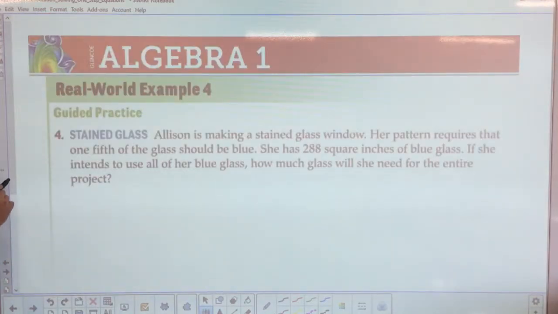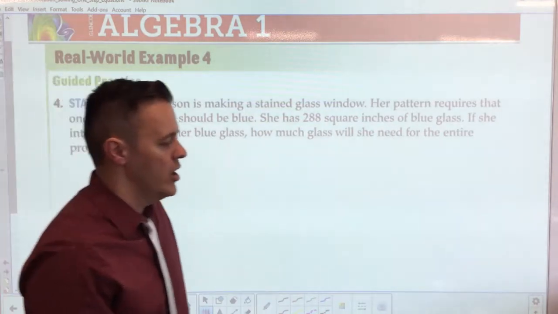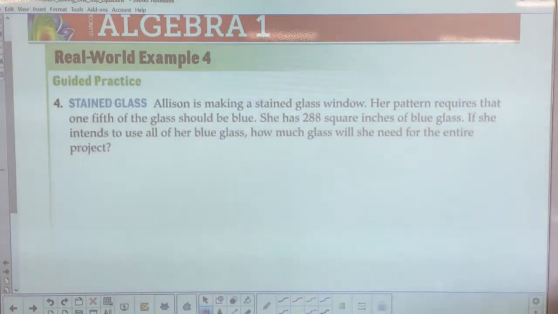Nice. Stained glass. Allison is making a stained glass window. Go ahead and read that to yourself and answer it.